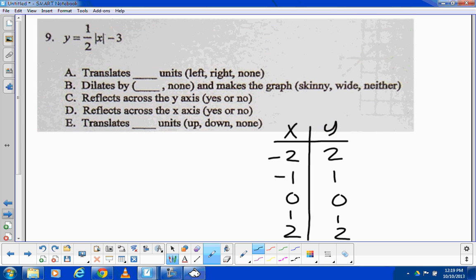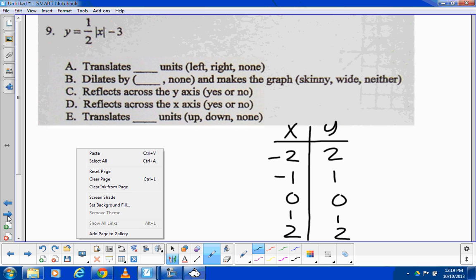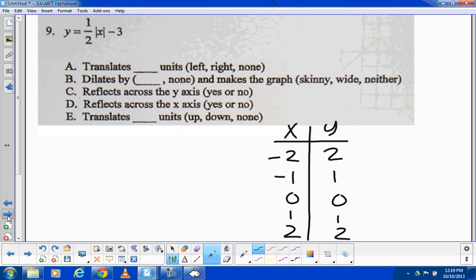All right, last one. Okay, so it translates. Notice I don't have anything on the inside there, so it's not going to move any left or right. It dilates by half. Now, because that's smaller than 1, that's going to make it wide. It reflects across the y and the x-axis. I don't see a negative in front of the 1/2 or a negative on the inside there, so it's not going to do either of those. And it's going to translate 3 units down because it's negative.